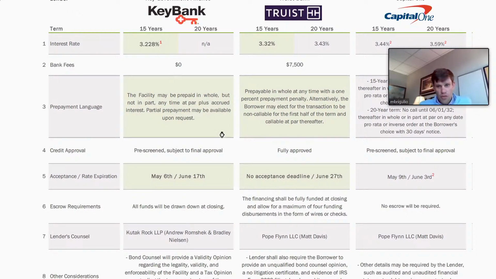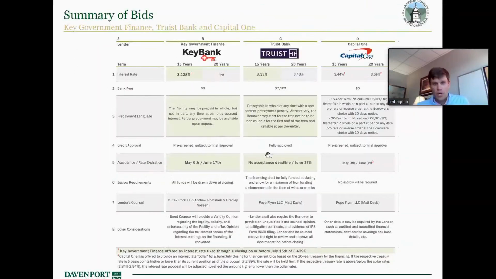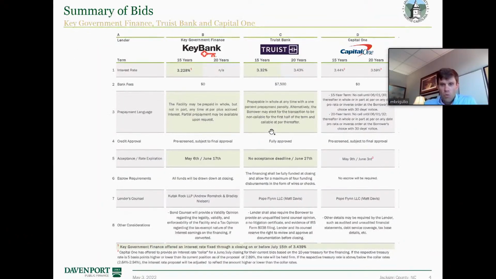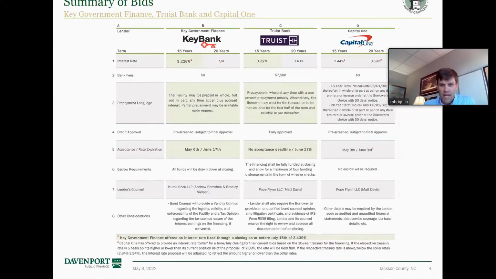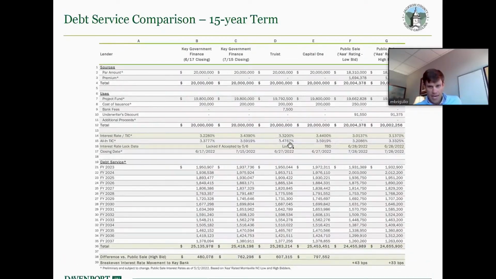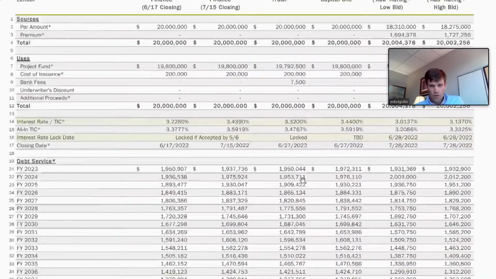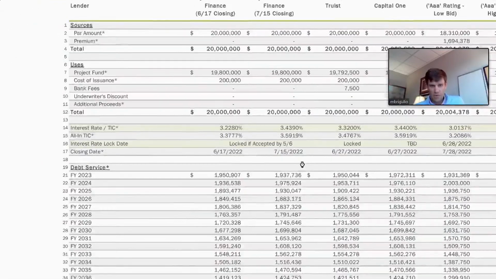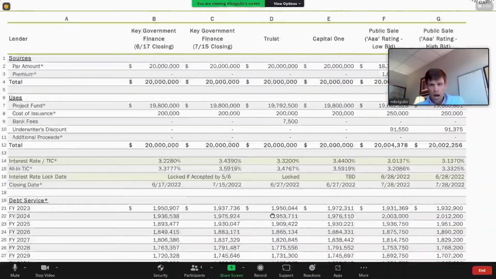So those are some of the key terms that we wanted to point out, and we'll put this in terms of dollars for you on the next page. And I'll go through some of these highlights on this page as well.